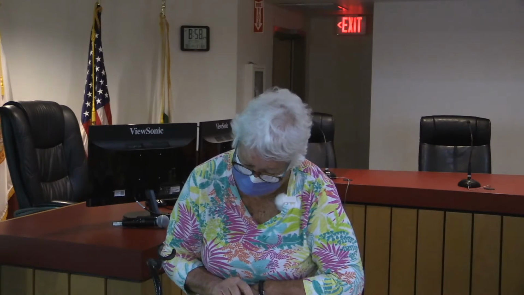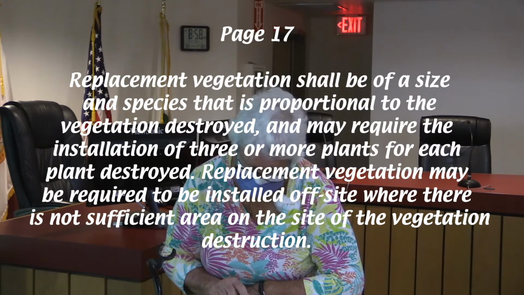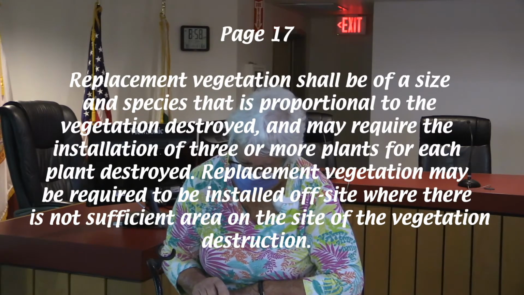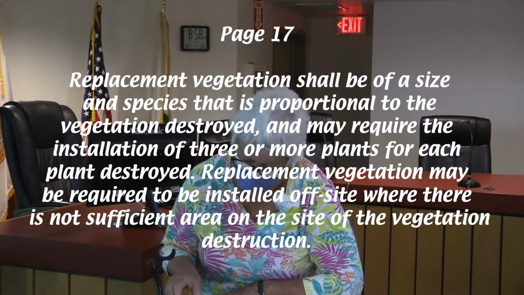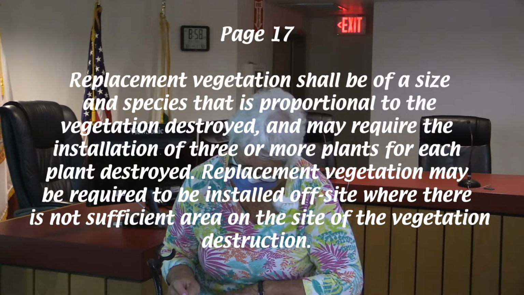It says, on the next to last sentence, may require the installation of 3 or more plants for each plant destroyed. Replacement vegetation may be required to be installed off-site where there is not sufficient area on the site of the vegetation destruction. Quite frankly, I've never seen that, but I suppose that it would happen if somebody had so many plants in their yard. It could be planted here on city property.